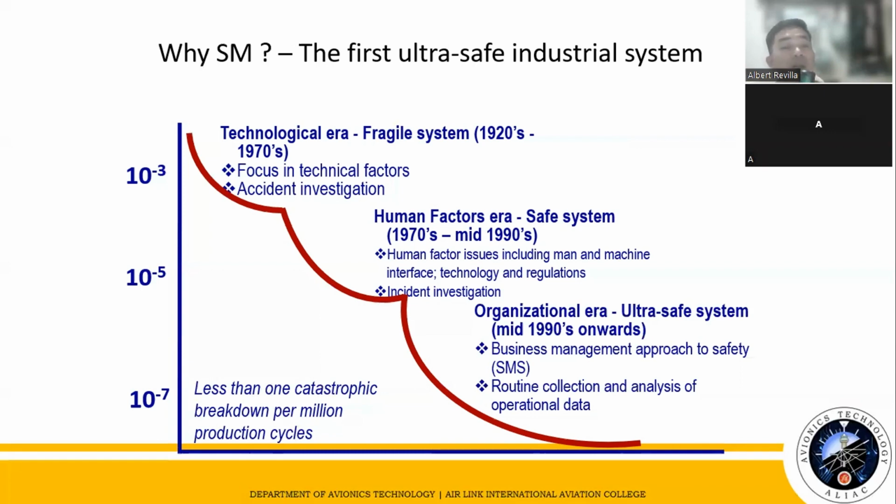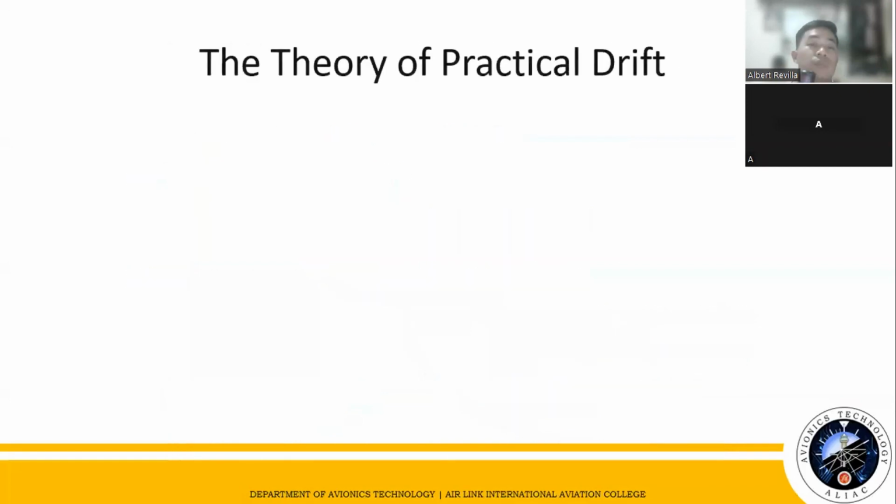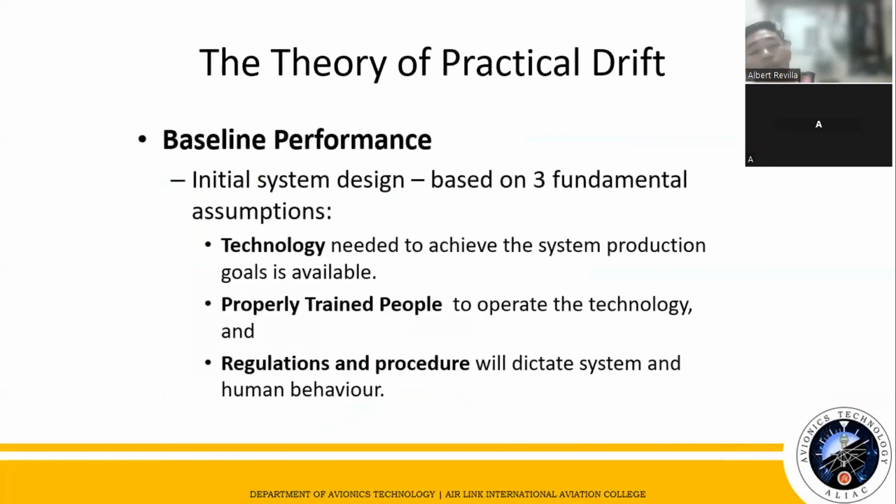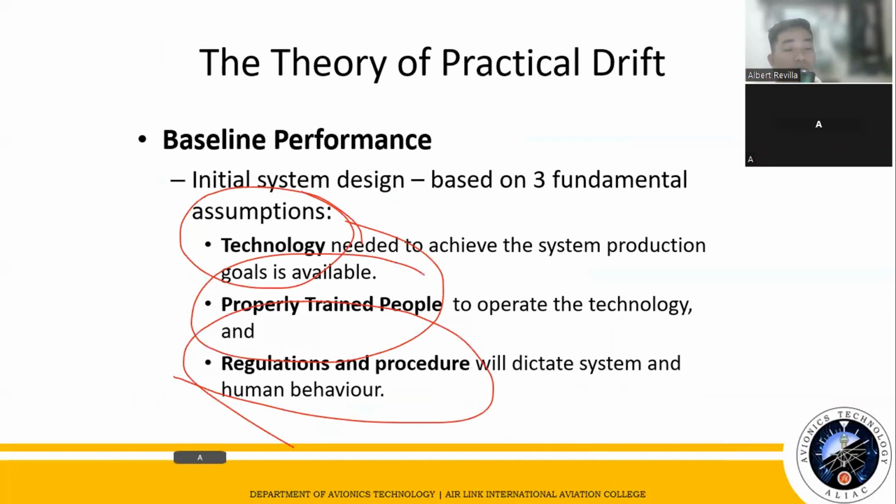So in here, naman in the organizational era, nakita nilang mas madaming, sabihin natin, na-discover sa isang organization. Okay? Lahat ng mga latent conditions is na-foresee or nakita nila. Kaya mas naging effective si safety management. And then here, okay, the theory of practical drift. So first, the baseline performance: initial system design based on the three fundamental assumptions. So meron tayong technology, properly trained people, and then regulation and procedure.